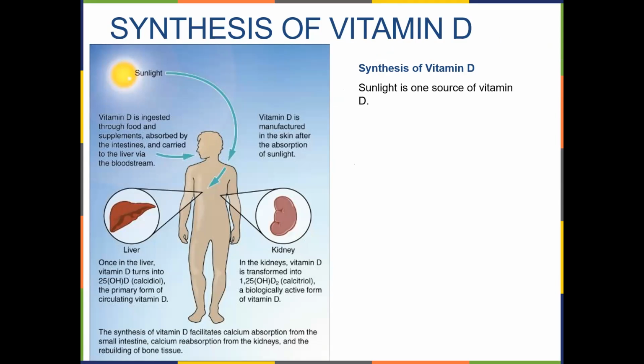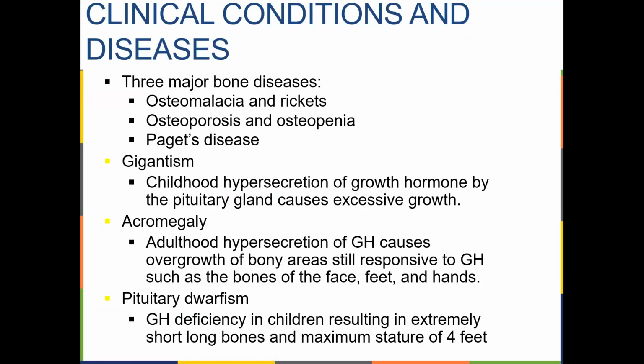Or the liver converts vitamin D into calcidiol, which then moves to the kidneys to be converted to calcitriol. In other words, we need calcitriol. We need the activated version of vitamin D to absorb calcium. So, okay. Now, problems, things that go wrong.